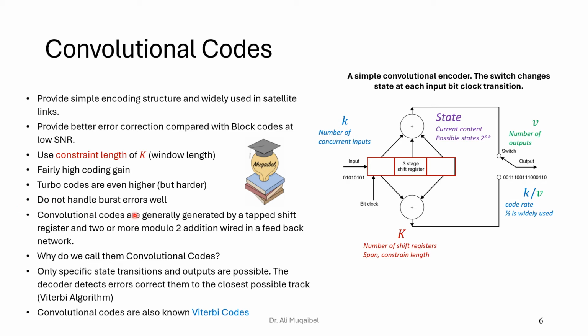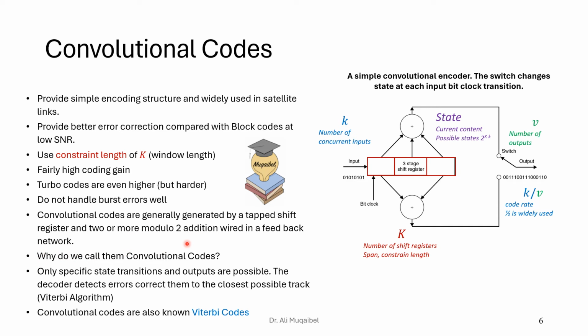Convolutional codes are generally generated by a tapped shift register and 2 or more modulo 2 additions, as we explained, which are fed in a feedback network. So we are feeding back this, and we have the network. This is how we generate them. Why do we call them convolutional codes? Do you have an answer for that? If yes, write your answer in the comment section.